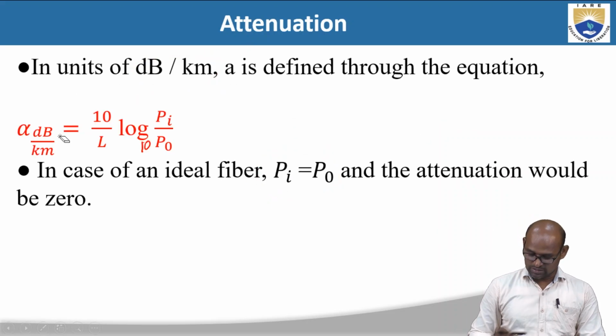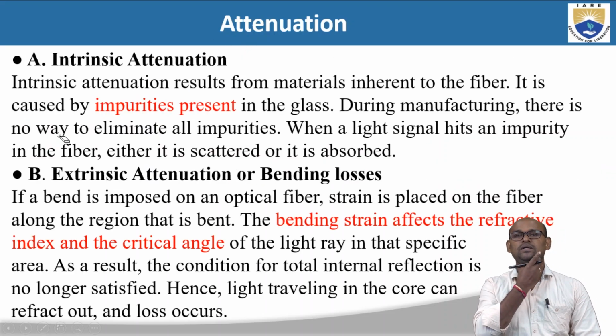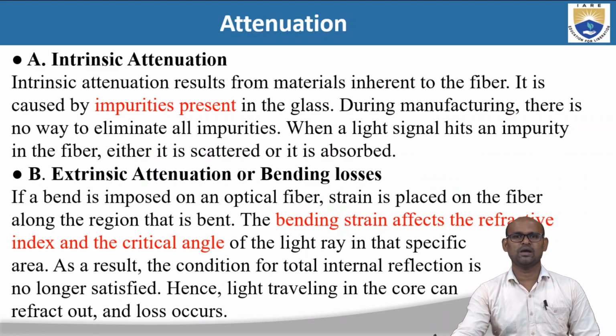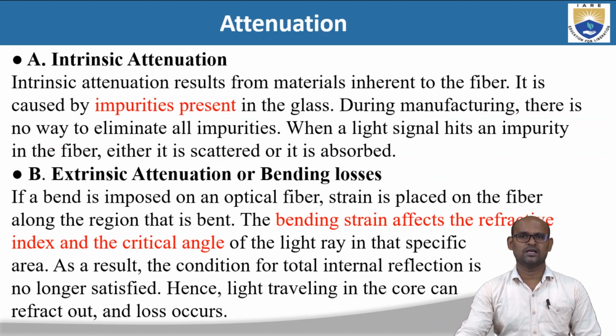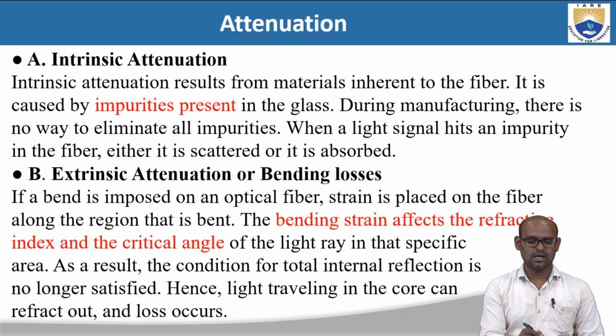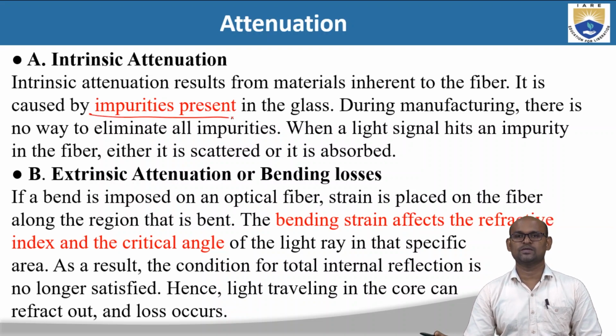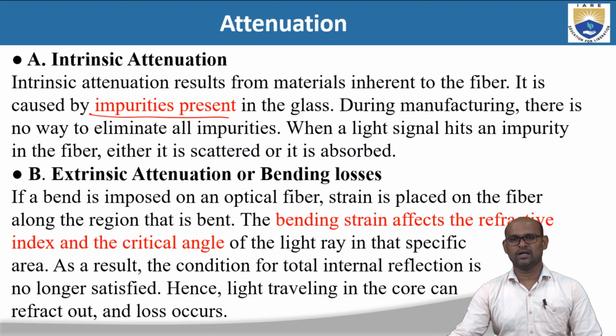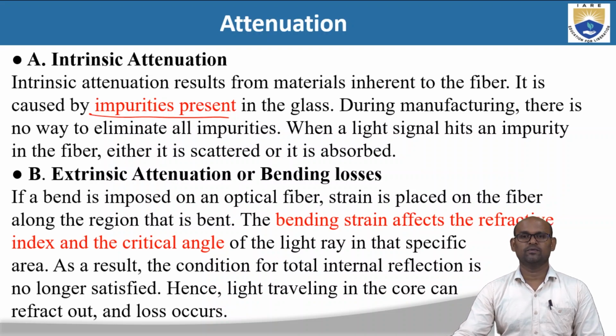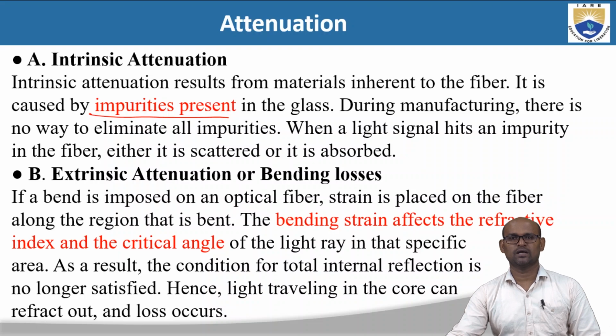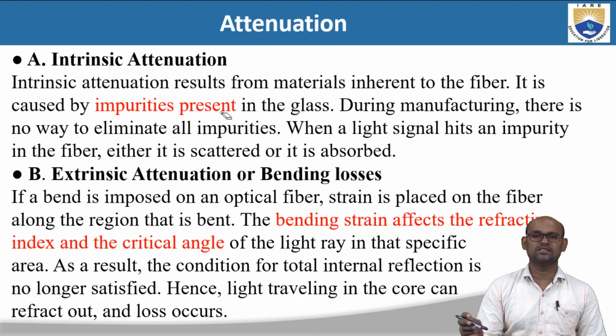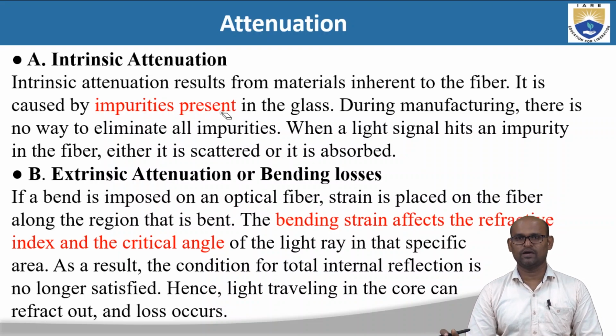Okay, so these are some losses of optical fiber, and the attenuation can be of two different types: intrinsic attenuation and extrinsic attenuation. Intrinsic attenuation comes from the impurities present in the material. We are fabricating the optical fiber using silica or plastic. If when we are fabricating this optical fiber there are any impurities, then the light signal propagating through the optical fiber will be absorbed or scattered at the impurity. So then we will have this intrinsic attenuation.